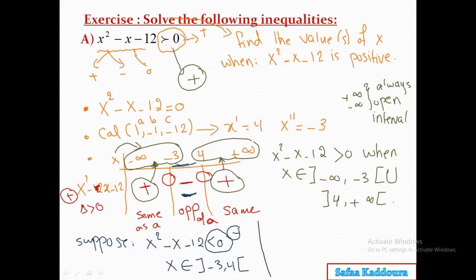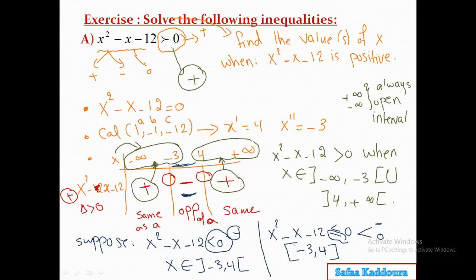Now I will give you another question. If I ask you to solve x squared minus x minus 12 less than or equal to 0, that means negative and 0. Negative from minus 3 to 4. The negative sign from minus 3 to 4. But I put or equal to 0. So when we have 0, I will take the value and put a closed interval because I want when it is 0. How do I represent it? This is the closed interval.